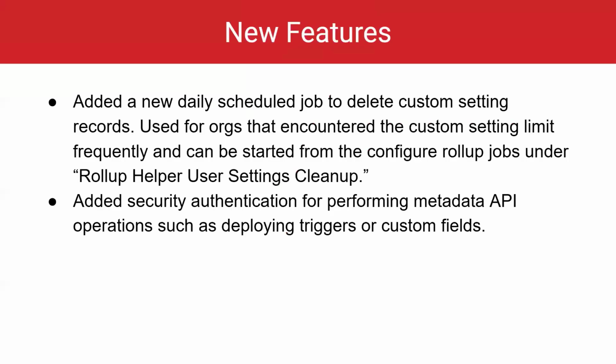Version 21.9 has two new features. There's a new daily scheduled job to delete custom setting records. This is used for orgs that encounter custom setting limits frequently and can be started from the Configure Rollup jobs under Rollup Helper User Settings Cleanup. And we've added security authentication for performing metadata API operations such as deploying triggers or custom fields.